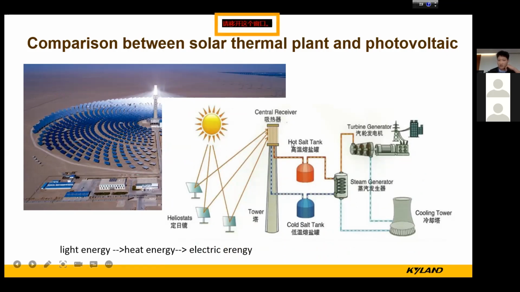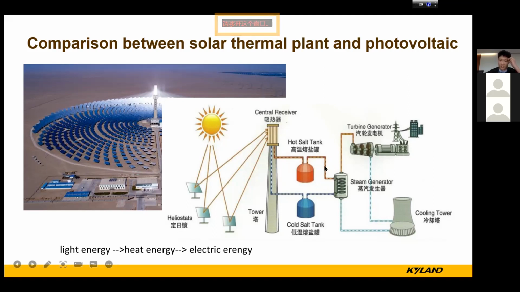and the central receiver will transmit the heat to the hot salt tank, and then the hot salt tank will heat the steam generator, and the steam generator will drive the turbine generator, and then generate the electric energy. And this is controllable for the generation, since you can stop the heat transmission on the hot salt tank, and you can also start it at night and generate more energy if required.